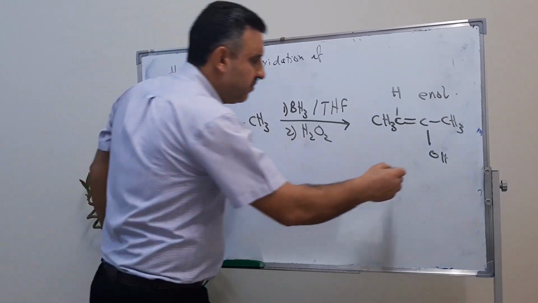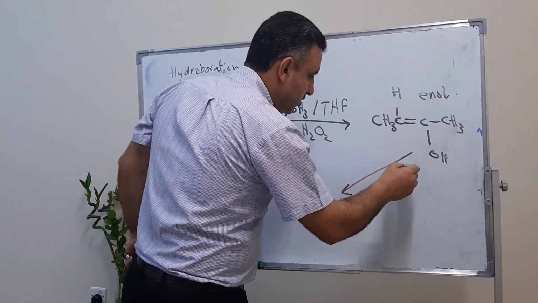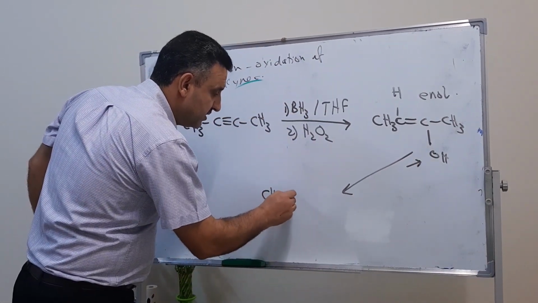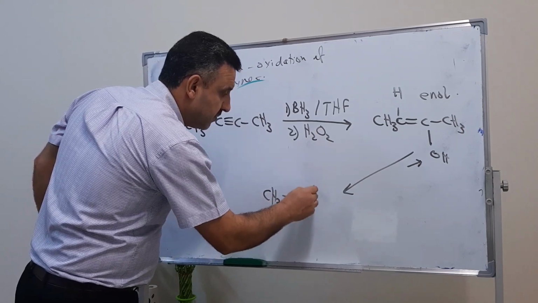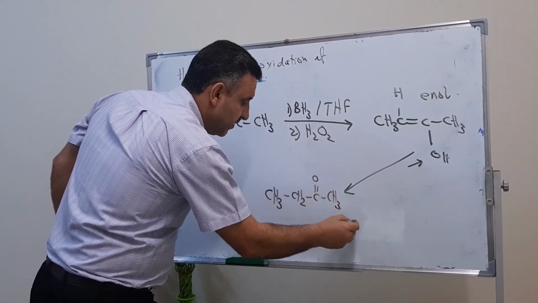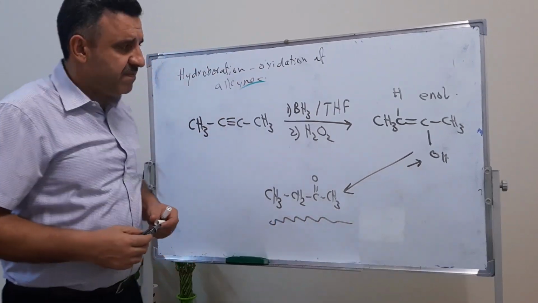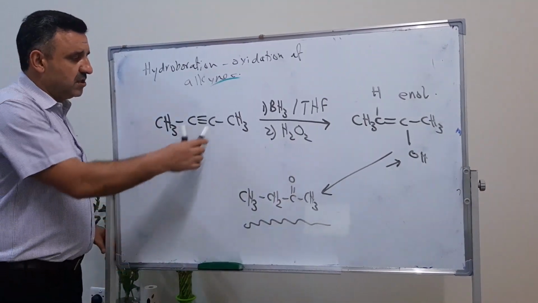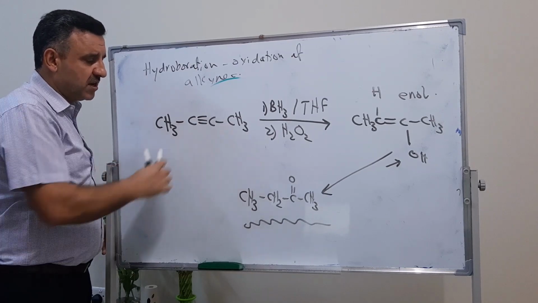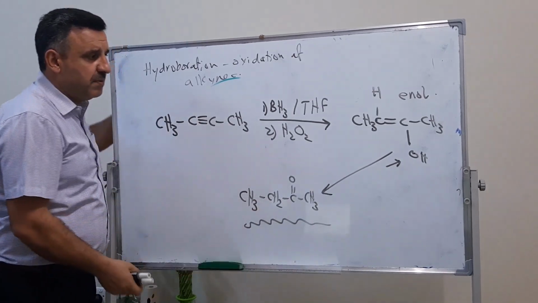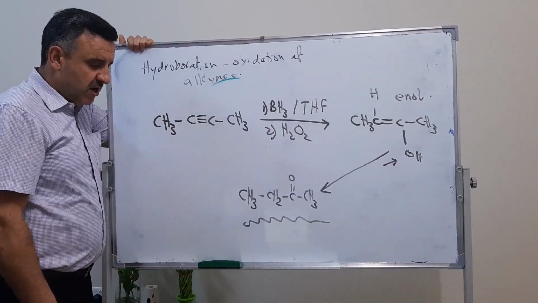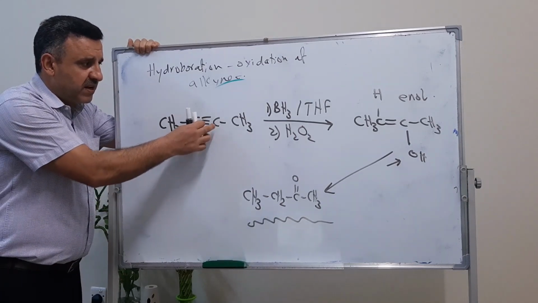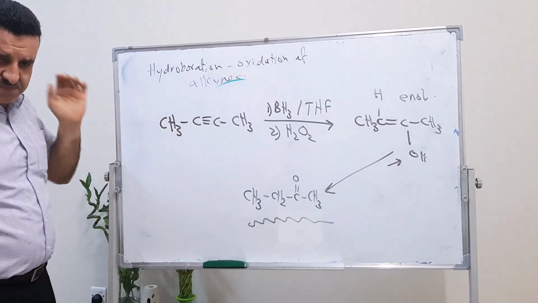Now this enol form will tautomerize to the keto form, where we get CH3, CH2, then C double bond O, then CH3. If you have a symmetrical alkyne, where the 2 carbons of the alkyne are attached to other carbons, then definitely our product will be a ketone, not an aldehyde. We will only get an aldehyde if we have a terminal alkyne, in which one of the carbons is attached to a hydrogen. Got it, guys?